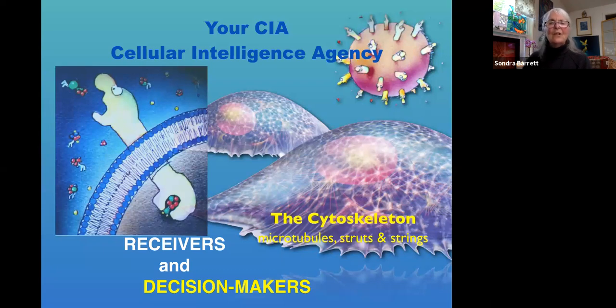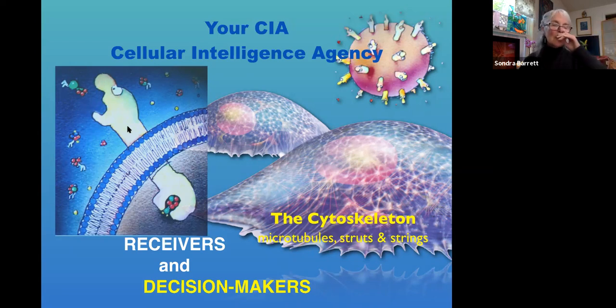So the focus for tonight is your CIA, your Cellular Intelligence Agency. And what is that? I focus on two main parts of the cell. One is the outside of the cell, and this is what a drawing of a membrane looks like. The outside of the cell has antennae or receiving sites, receptors that pick up the molecules of information.